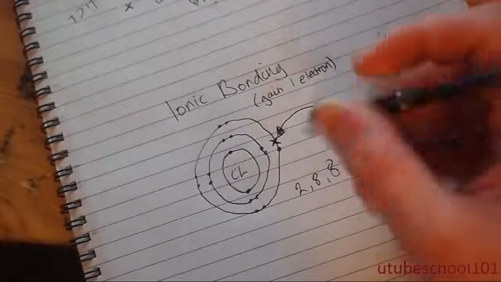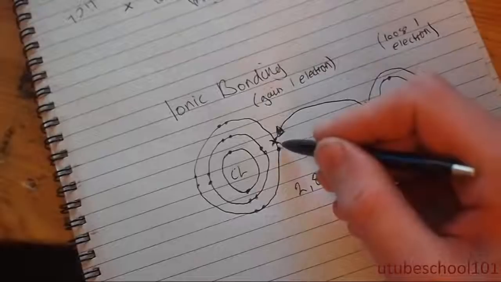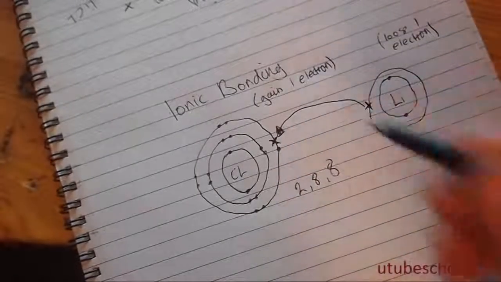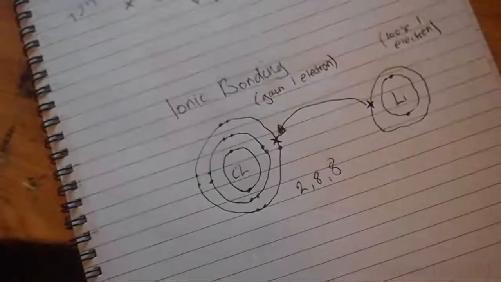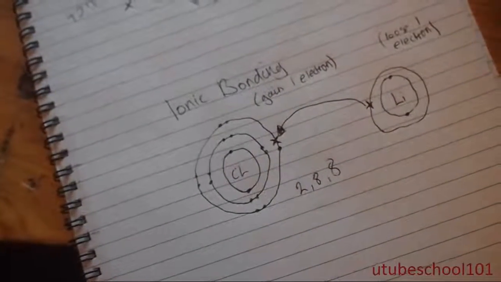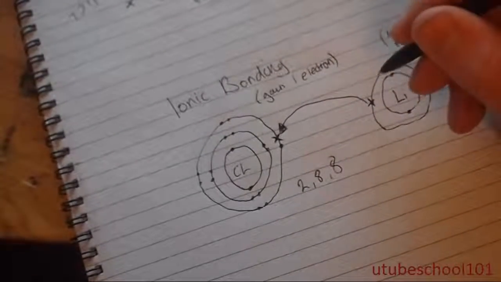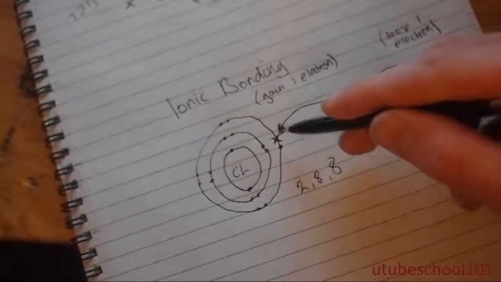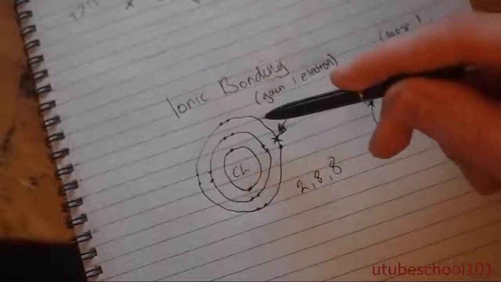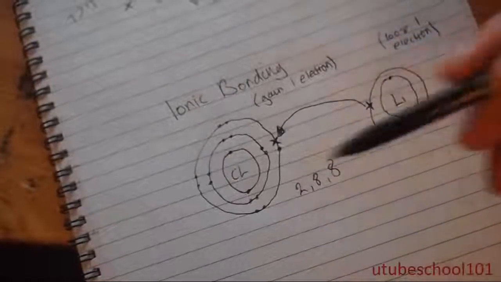Notice I've drawn a cross here because I've just drawn a different way of showing it to clearly demonstrate that it is a different electron. It's come from somewhere else, but they are the same. I'm not trying to confuse you. It's just to make it look better. But anyway, let me just pause the video quickly. Okay, I'm back. So what I was saying is that you've got the one electron on the outer shell wanting to move to the chlorine because it's looking to gain an electron.